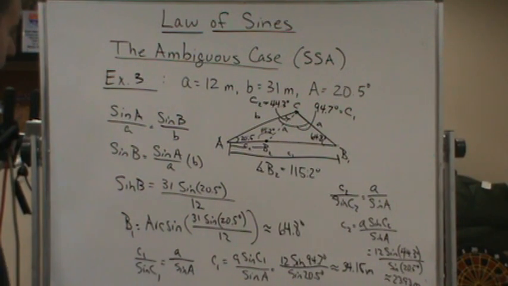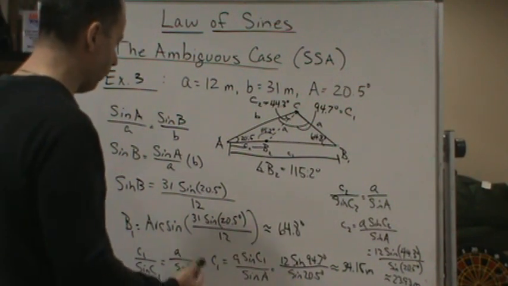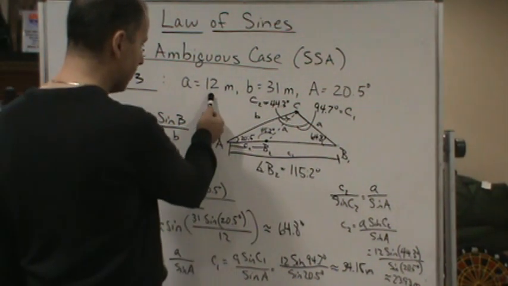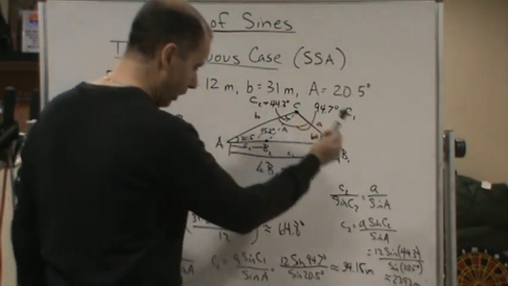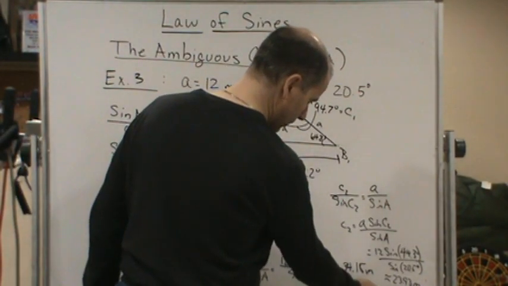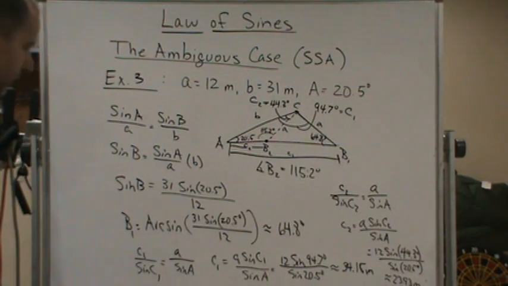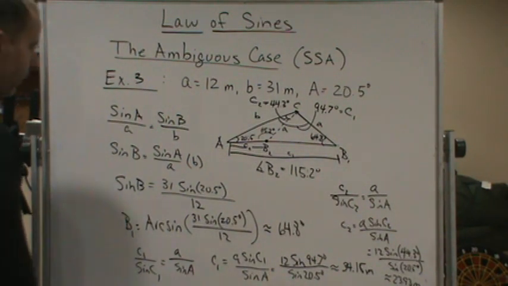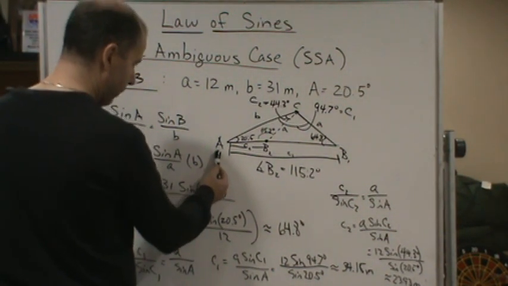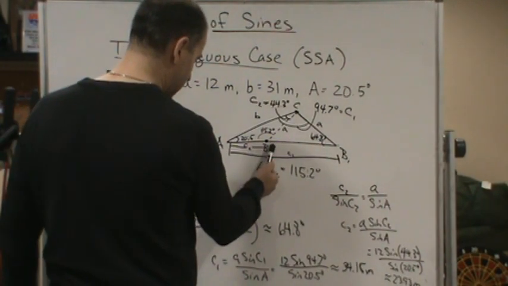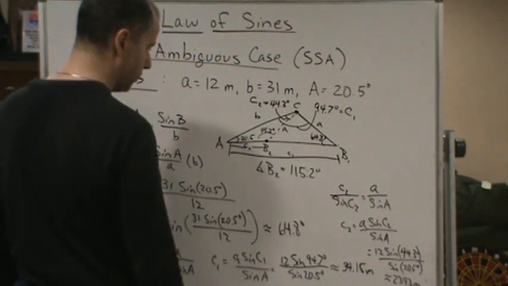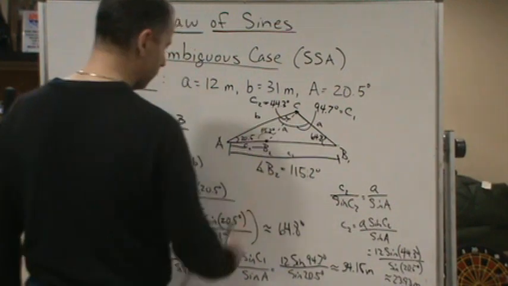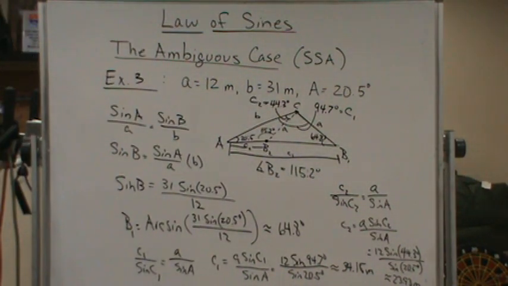Okay, and so now we've got the other triangle solved, which is going to be what? It's going to be A is 12, B is 31, C2 is equal to 23.93 meters approximately. And we've got angle A is 20.5, angle B2 is 115.2 degrees, and angle C2 is 44.3 degrees. And there's the second triangle.